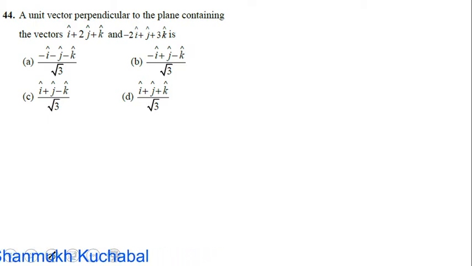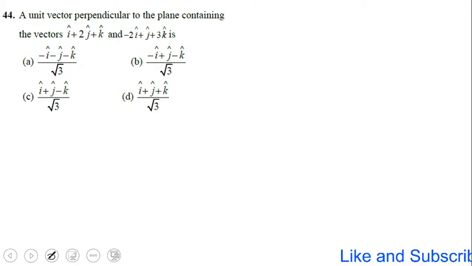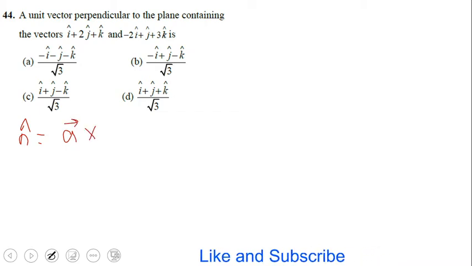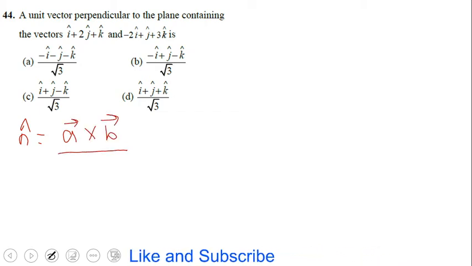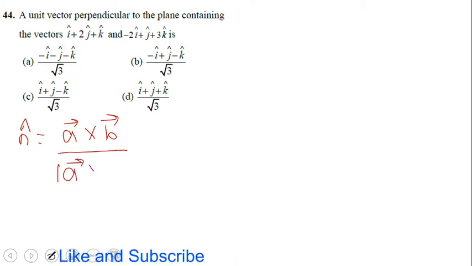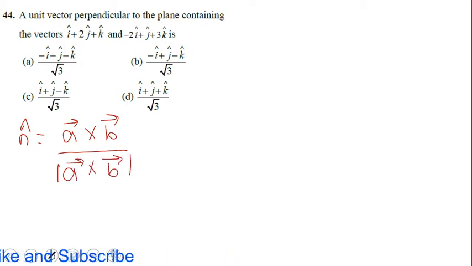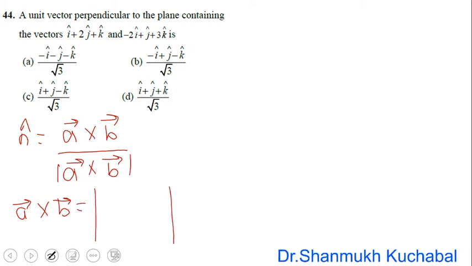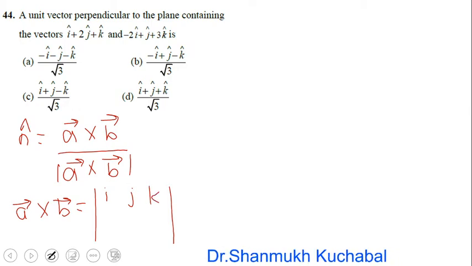The question is: a unit vector perpendicular to the plane containing the vectors they have given here. The perpendicular condition is given as n cap equal to vector A cross vector B divided by the magnitude of vector A cross vector B. So the cross product vector A cross vector B equals a determinant. The first row is i, j, k.